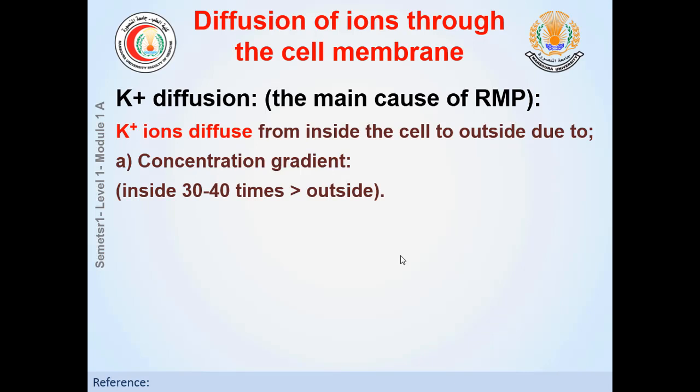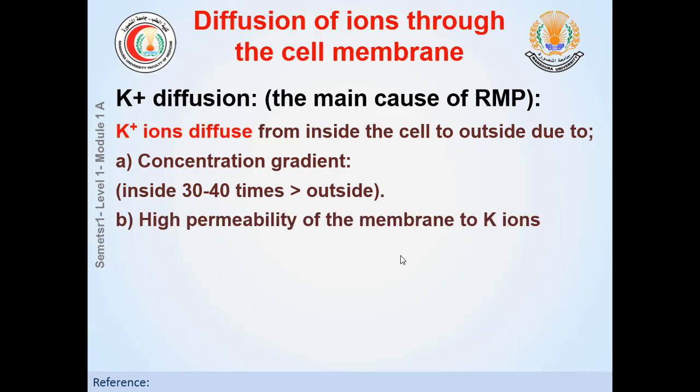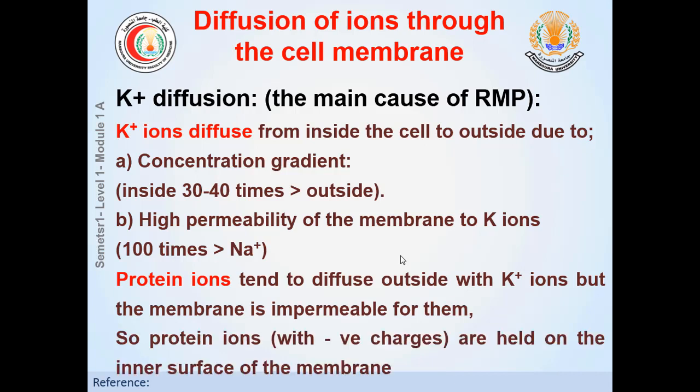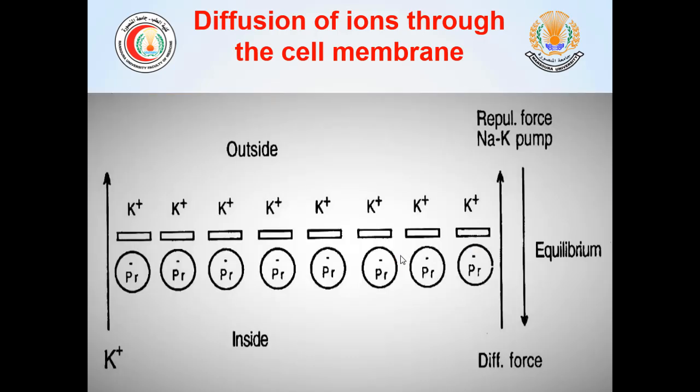Potassium diffusion is the main cause of resting membrane potential. Potassium diffuses from inside the cell to outside due to the concentration gradient, inside 30 to 40 times more than outside, and the high permeability of the membrane to potassium ion, 100 times more than sodium. Protein ions tend to diffuse outside with potassium, but the membrane is impermeable to them, so protein ions with negative charges are held on the inner surface of the membrane, because of their large molecular weight they cannot pass through the cell membrane.